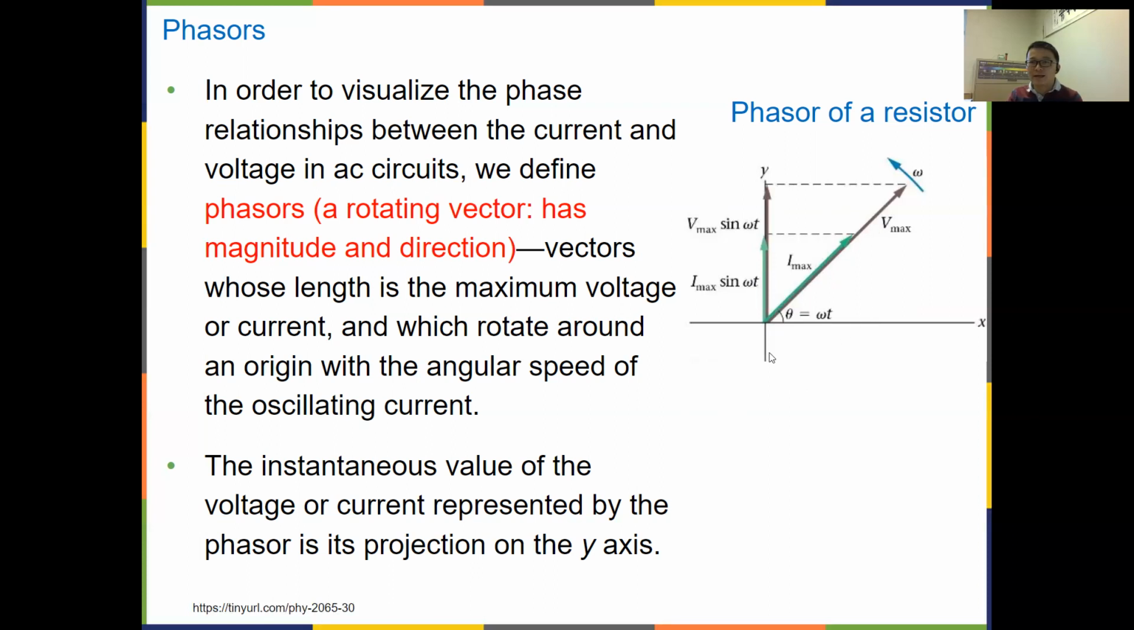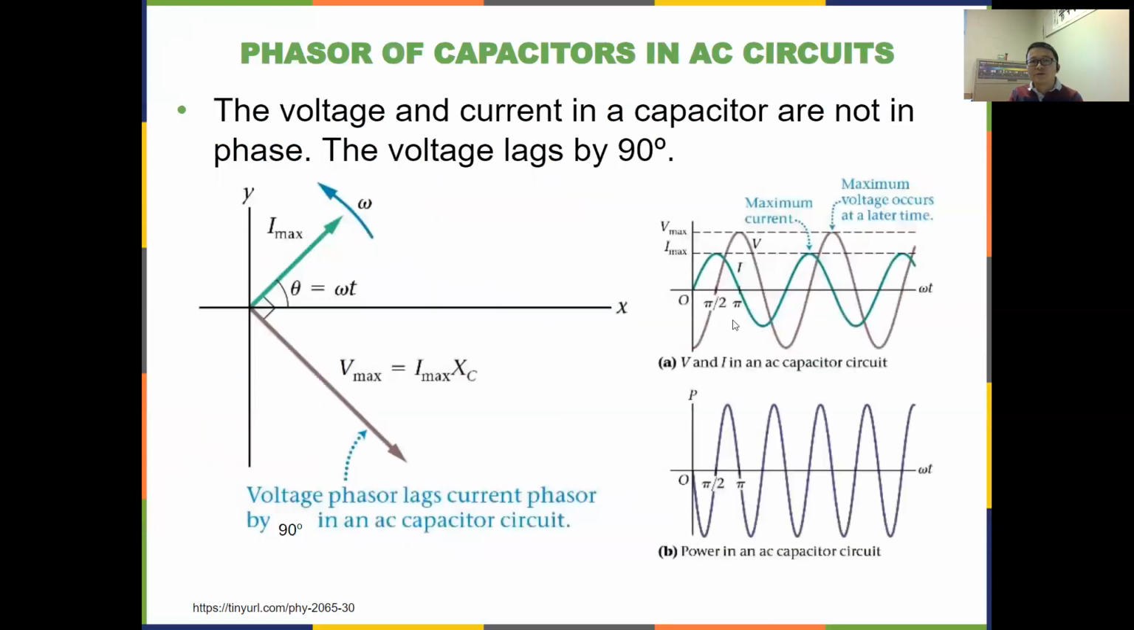So at any time instant, the current or the voltage is the vertical projection of this phasor. If you are looking at the current, then I will be equal to this max value times the sine of the angle, and the voltage will be the sine of its angle too. All right. So for the phasors for a capacitor in the circuit, the current is leading the voltage. So the current phasor will be the green one here.